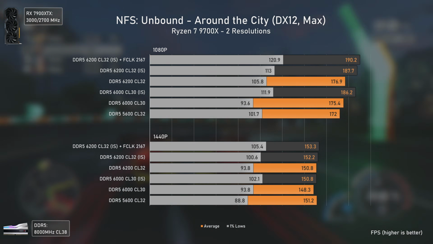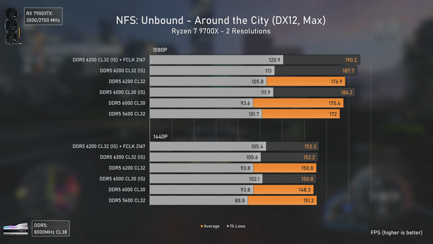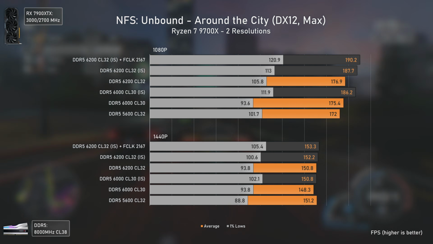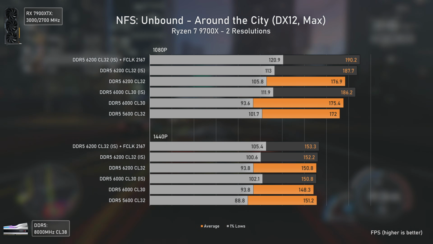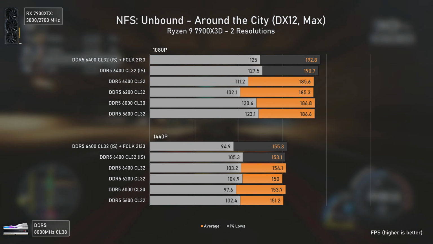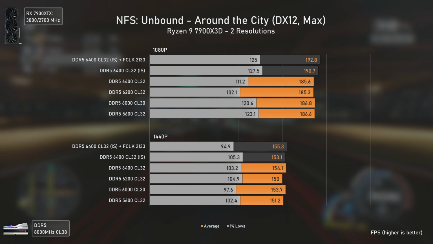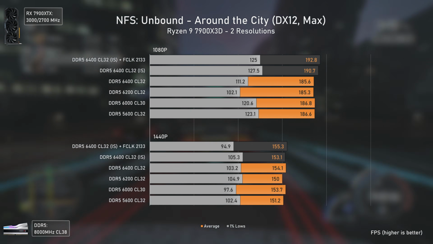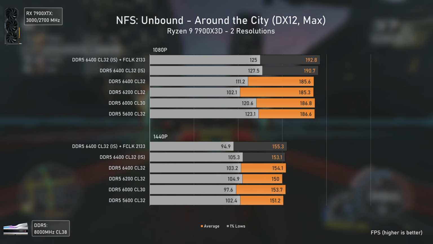At 1440p we are more or less GPU bottlenecked, but even there we can see the improved subtimings delivering better 1% lows. And that also happens with the Ryzen 9 7900X3D, that usually delivers a bit better performance with improved subtimings, but nothing really relevant per se.